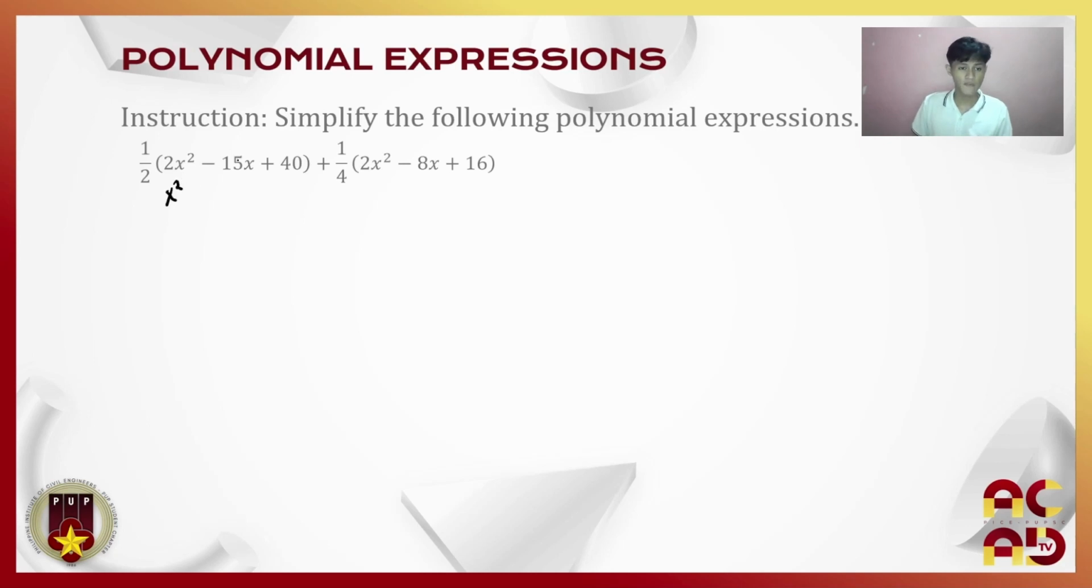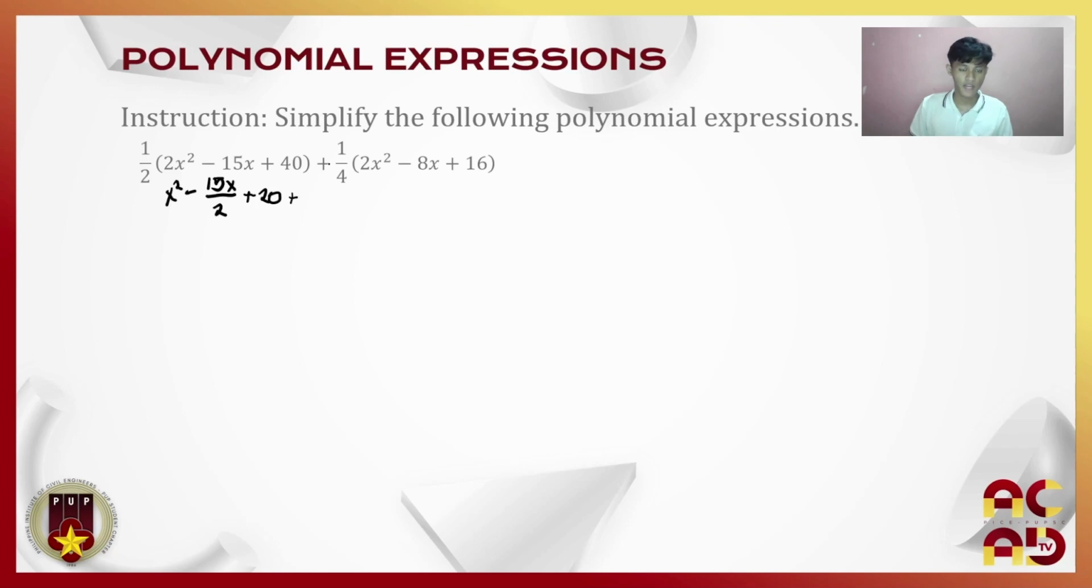And then negative 15x times 1 over 2. So magiging negative 15x over 2, since wala namang further simplification na pwedeng gawin. So magiging negative 15x over 2 lang siya. Ayan. And then 1 over 2 times 40, pwede siyang ma-divide by 2, yung 40. So magiging 20.